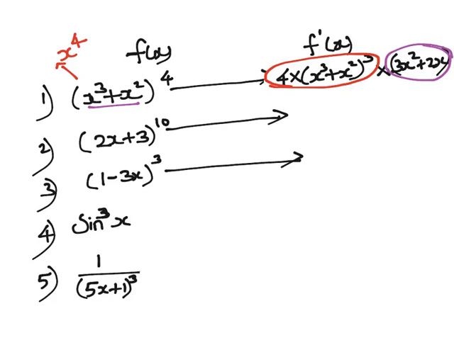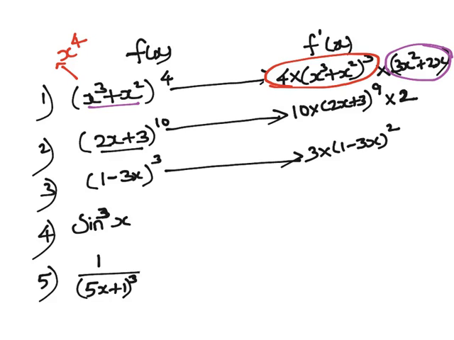So let us look at the derivative of the second one. This is nothing but 10 times 2x plus 3 raised to 9. It looks like x power 10, multiplied with the derivative of 2x plus 3, which is 2. Okay, so this is the answer. For the third one, the answer is 3 times 1 minus 3x raised to 2 multiplied with the derivative of this, which is minus 3. So I'll get minus 9 times 1 minus 3x the whole square.